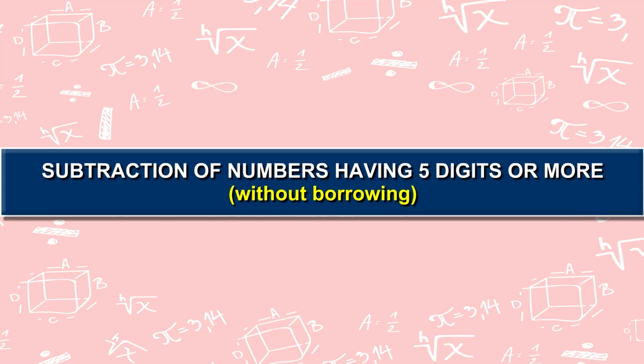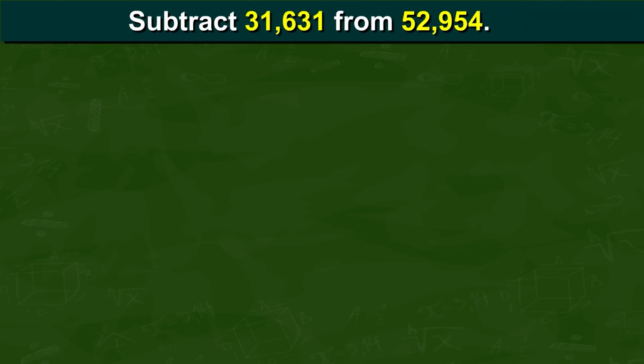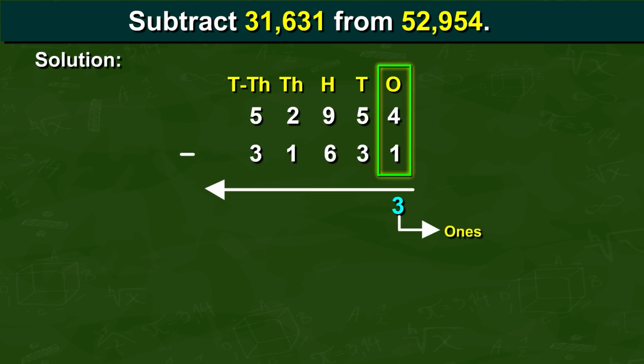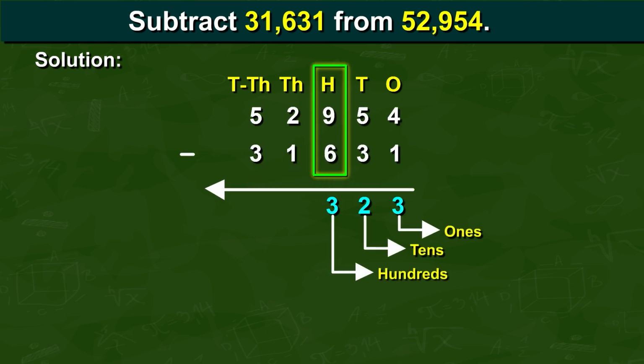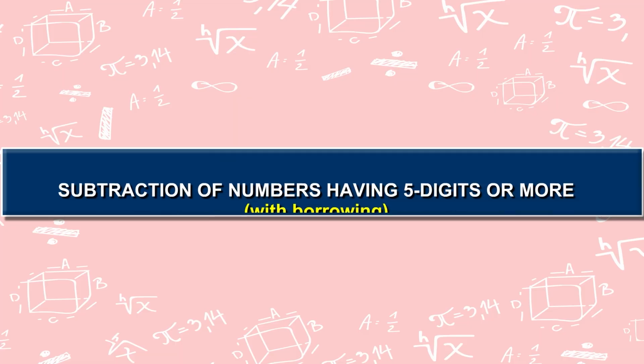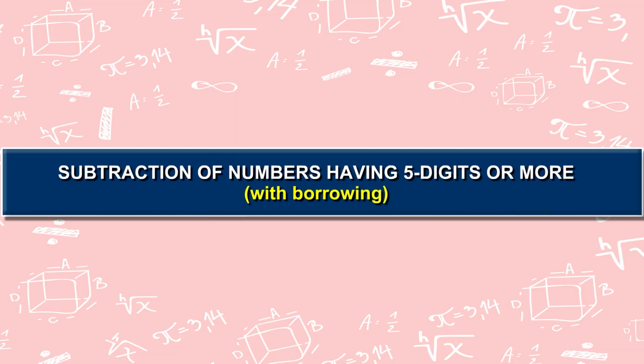Subtraction of numbers having 5 digits or more without borrowing. Thus, 52,954 minus 31,631 equals 21,323. Subtraction of numbers having 5 digits or more with borrowing.